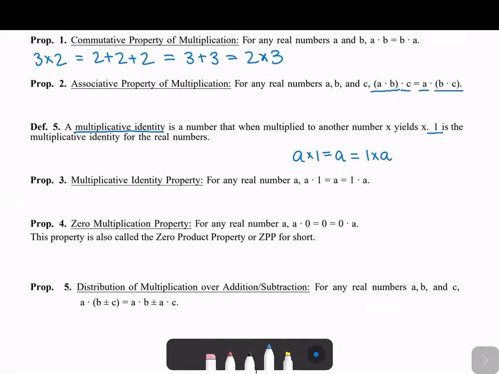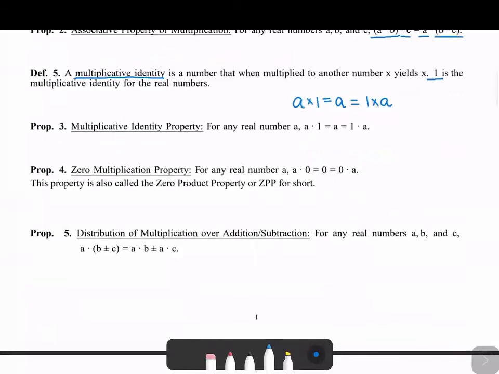Okay? So now that we have this different identity, we want to know, well, what happens to that old identity? What happened to that additive identity? What does that do in multiplication? So now whenever we have the additive identity, remember the additive identity.